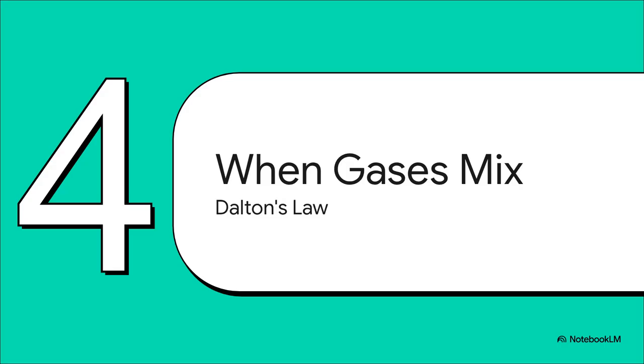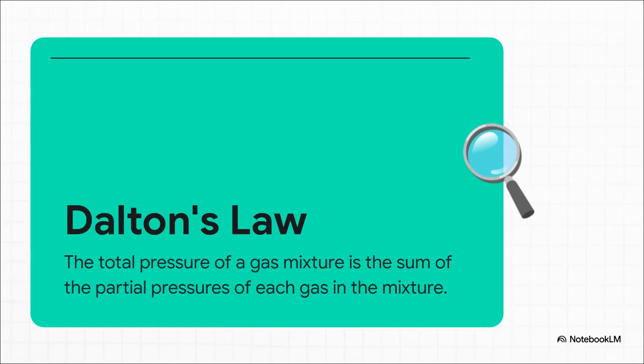Okay, so we have the master key for a single gas, but there's one last piece to the puzzle. I mean, the air we're breathing right now isn't just one thing. It's a mix of nitrogen, oxygen, and a bunch of other stuff. So how do our rules work when you've got multiple gases all sharing the same space? Well, the answer is actually really simple.